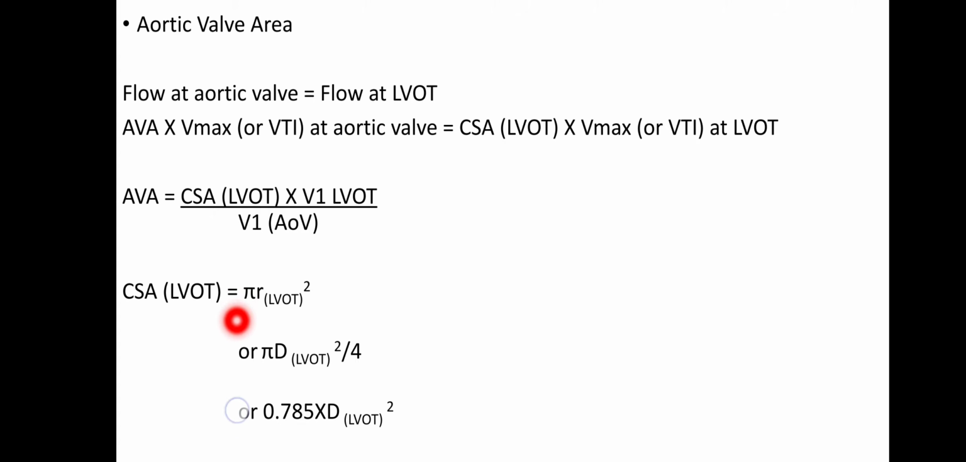Cross-sectional area at the LVOT can be calculated by either of these formulas: pi multiplied by the square of the radius of the LVOT, or pi multiplied by the square of the diameter of the LVOT divided by 4, or 0.785 multiplied by the square of the diameter of the LVOT. Cross-sectional area of the LVOT can be calculated by either of these formulas.